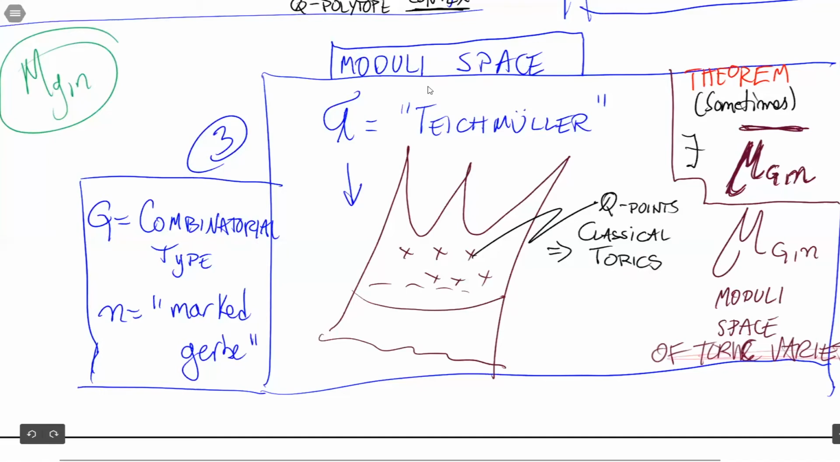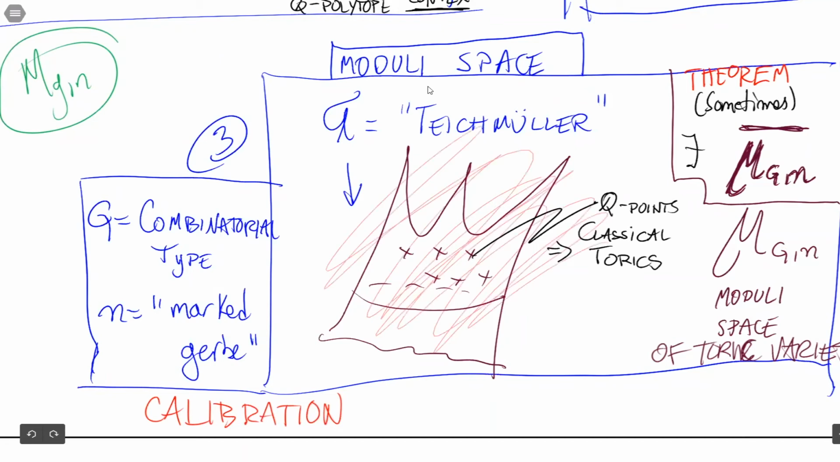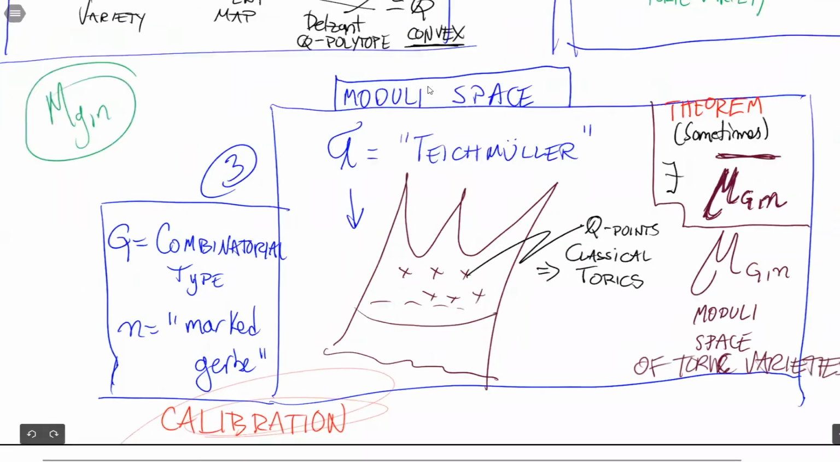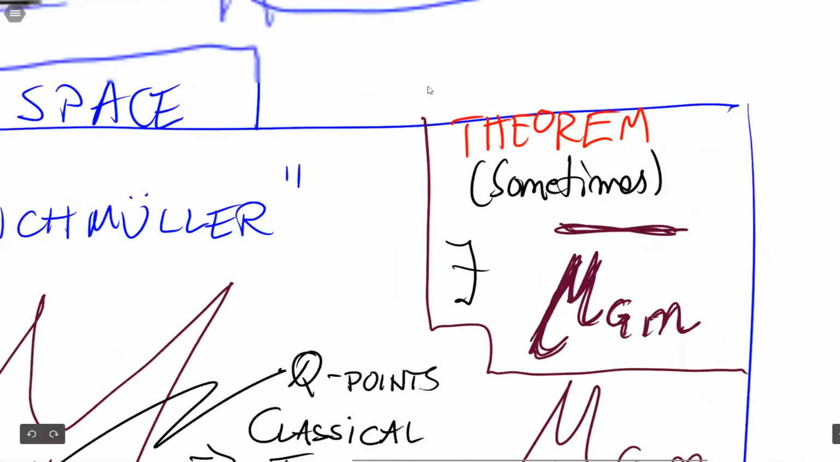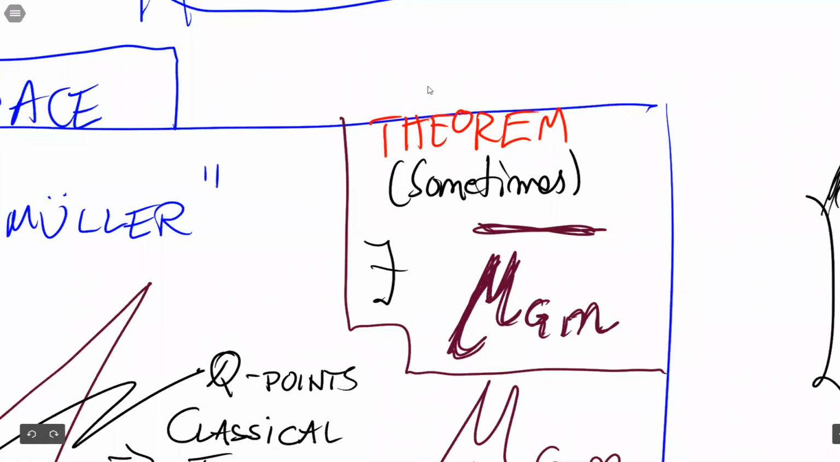This modular space is of toric varieties, and it has, again, an index G, and it's a combinatorial index, just like the classical index G, but this index G is the combinatorics of the fan. And we have an index N. In the classical case, N was the number of marked points. In our case, it is a marked gerbe. It's something that we call, more technically in the paper, a calibration. And the calibration is there to make this modular space much better. So this is more or less the talk, two talks at a glance. And the third talk, the possible third talk, is the one dedicated to the following recent theorem that we have.